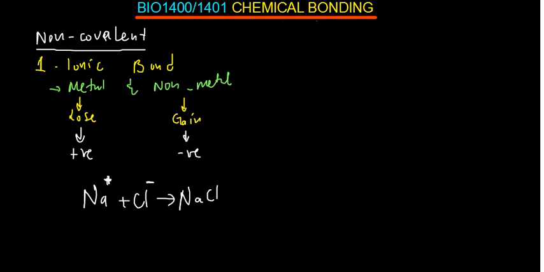Okay. Sorry for that. So what I'm saying is that metals are going to lose, and so they're going to become positively charged. Non-metals are going to gain, and so they're going to become negatively charged. So that gives you an ionic bond. Is that okay?